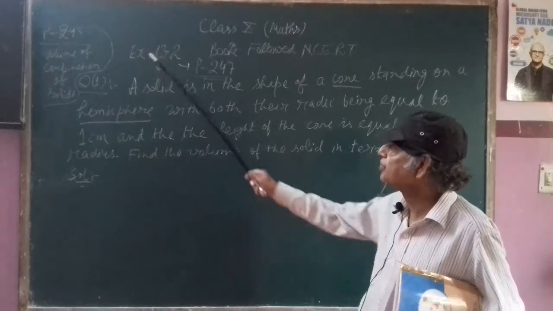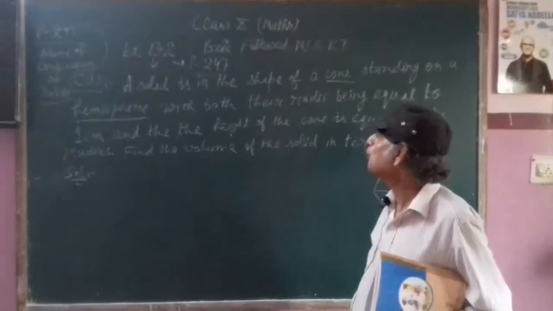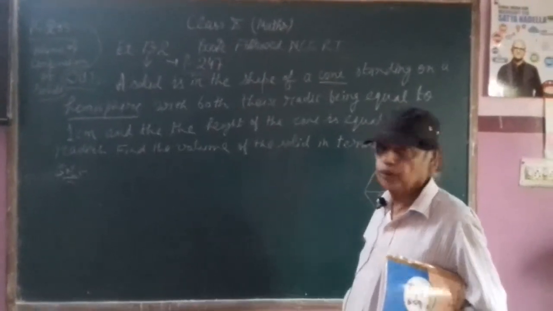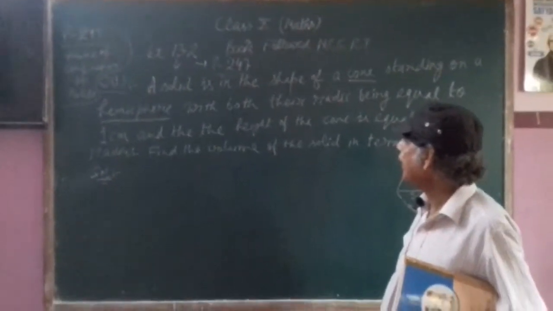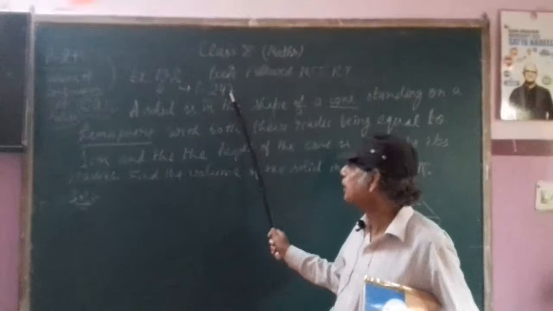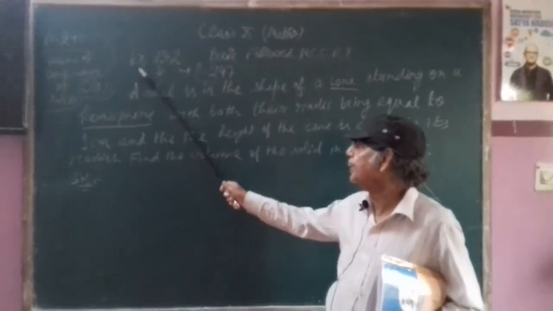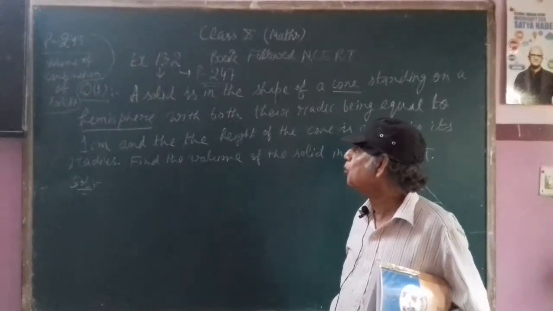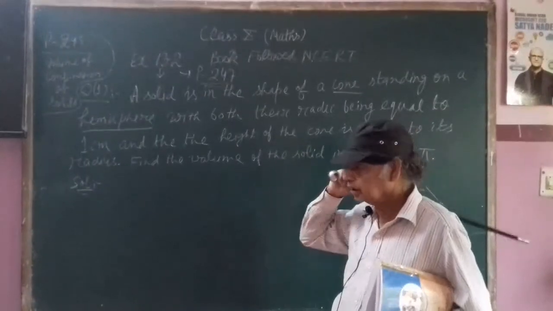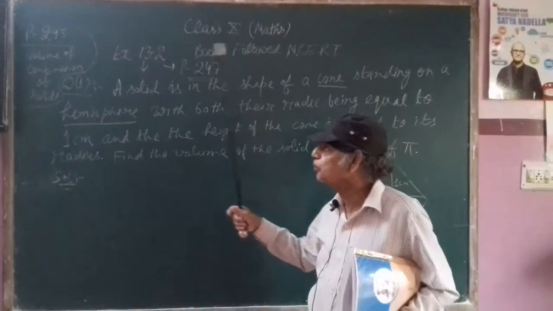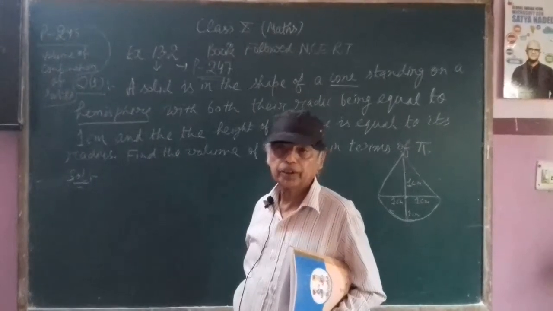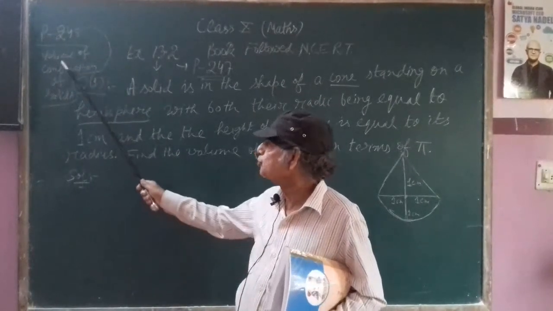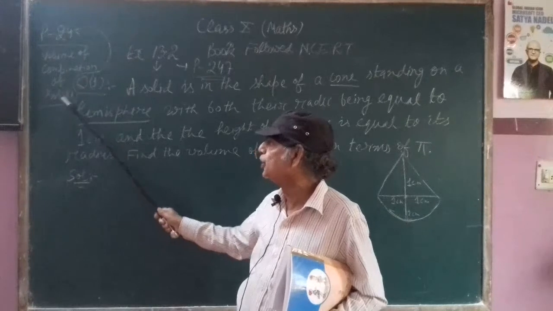Today I am going to discuss exercise 13.2. We will follow our NCERT book of class 10th. You will find exercise number 13.2 on page number 247. But before that, if you go to page number 245, you will see the name of the topic. The name of the topic is volume of combination of solids.